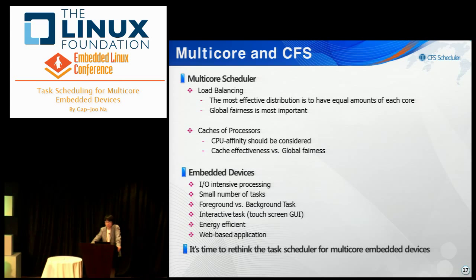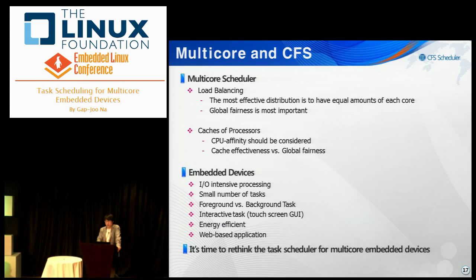Literally, perfect load balancing ensures that all cores have the same amount of work and the execution time of each core is almost the same. In other words, a superior load balancing scheduler has outstanding global fairness. Therefore, the first requirement of an efficient multicore embedded Linux scheduler is of course global fairness.